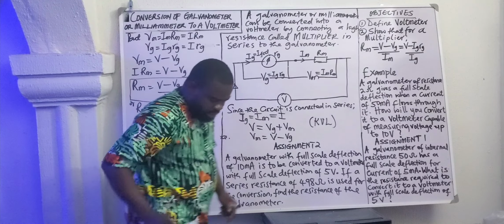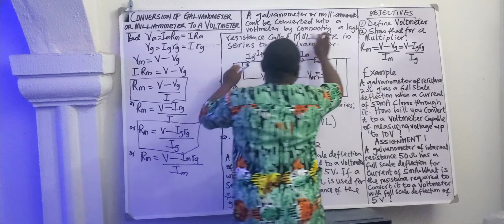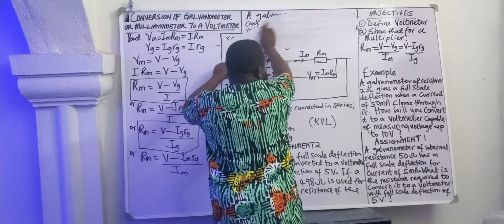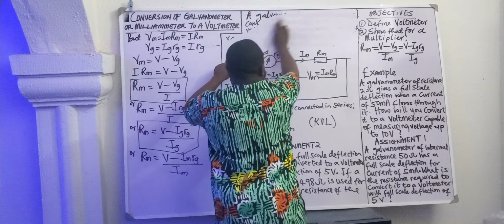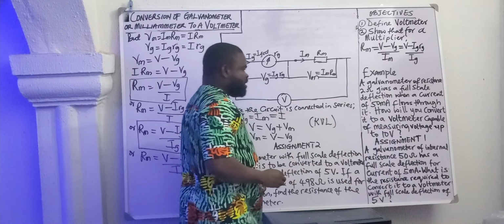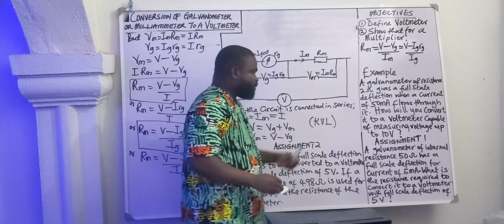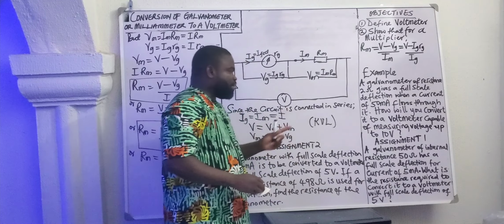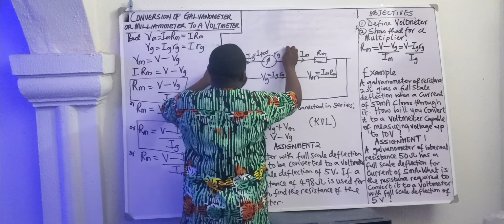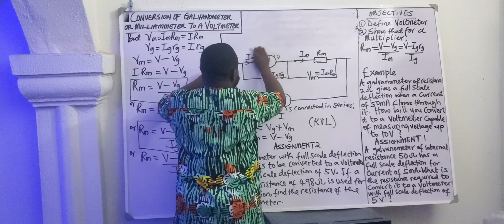So we are going to solve the example that we have there. We have a question that says that a galvanometer of resistance 2 ohm gives a full-scale deflection when a current of 50 milliamp flows through it. How will you convert it into a voltmeter capable of measuring up to 10 volts? Now, let's apply that and solve this question.